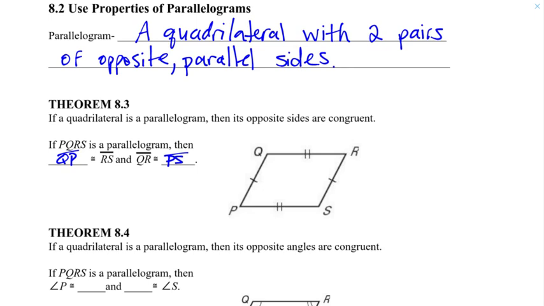Just a quick reminder. When we talk about parallel sides, remember that we're using arrows. And when we're talking about congruent sides, we're just using the lines, the slashes.